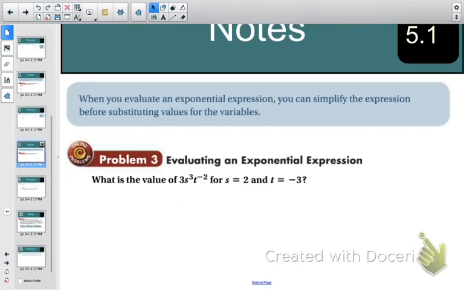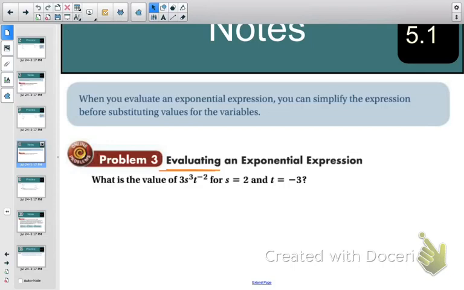Alright, we are cruising. Okay, this says, what is the value of 3s cubed t to the negative 2 when s is 2 and t is negative 3? This may also say evaluate. So when you see the word evaluate, you're not just simplifying the expression, you're actually plugging in numbers and getting out a number at the end.